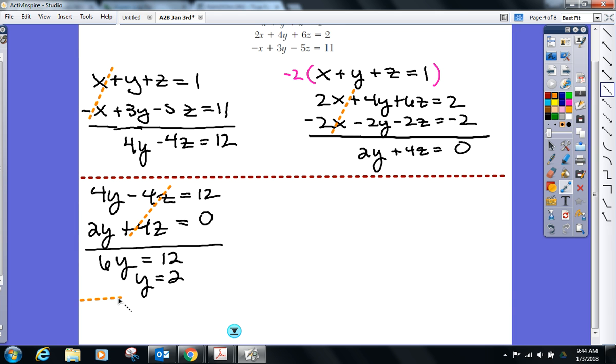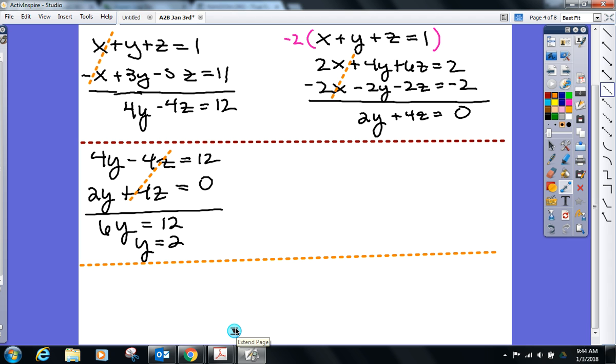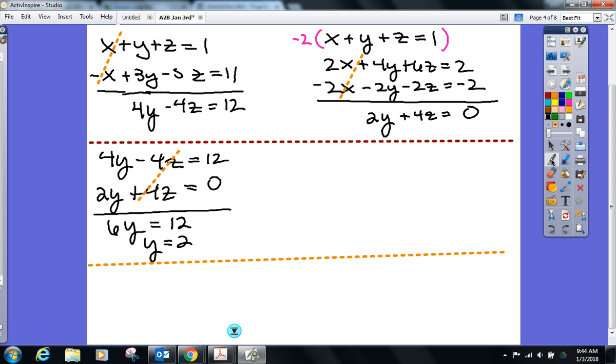So we got 1 out of the 3 done. What other variable do we want to find now? Well, there's only one I can find: z, right? So how do I find z now? Take your y equals 2 and plug it into one of the two here. Anybody have a preference which one we plug it into? Second or top or bottom here? Because it's a plus sign, you got it.